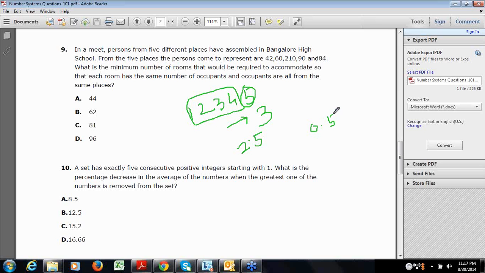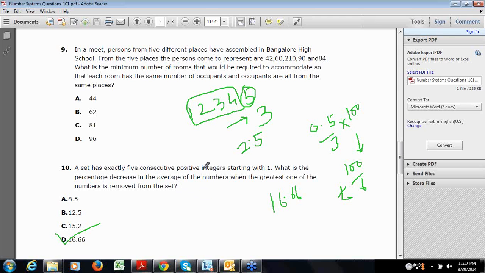So what is the percentage decrease? 0.5 upon 3 into 100. So what will it be? It will be 100 by 6, or 16.66 percent. So we have option D. We'll go ahead and mark option D. Anybody has an issue with this question? I think there shouldn't be. Nobody should have an issue with this question.